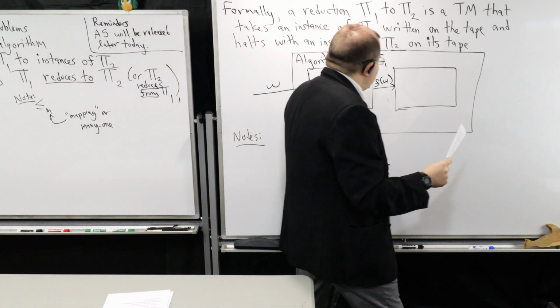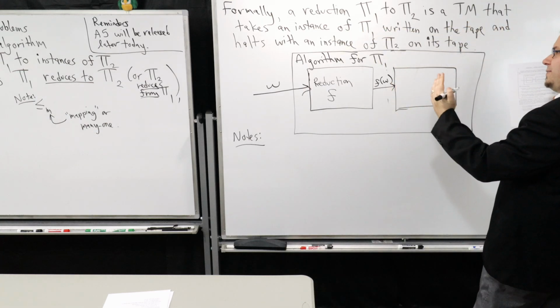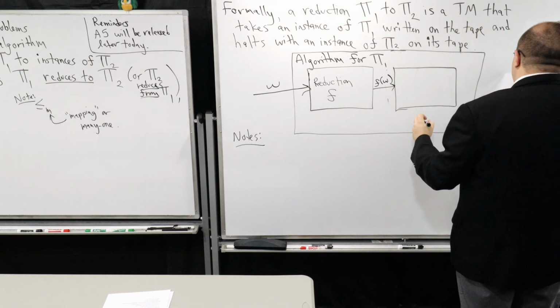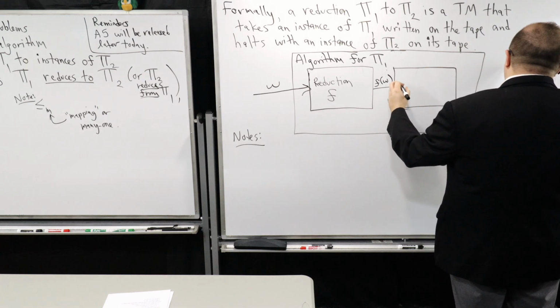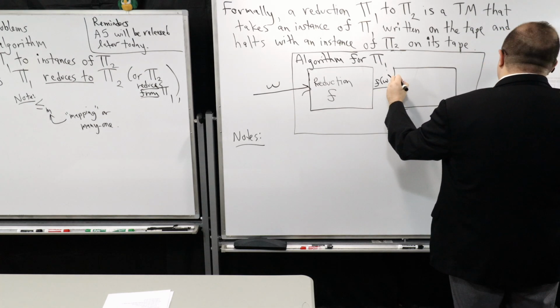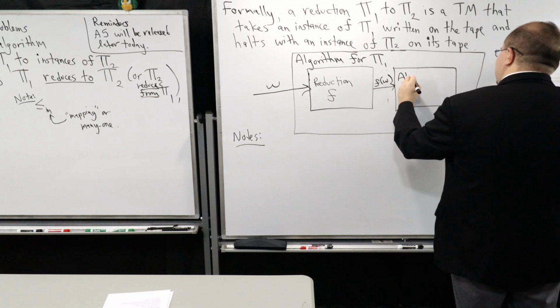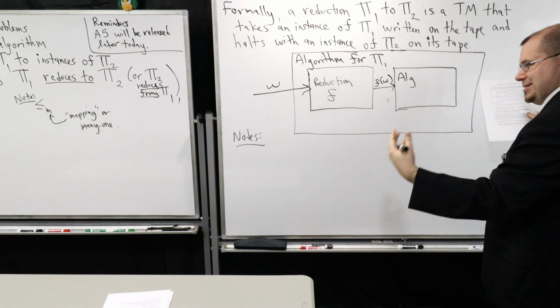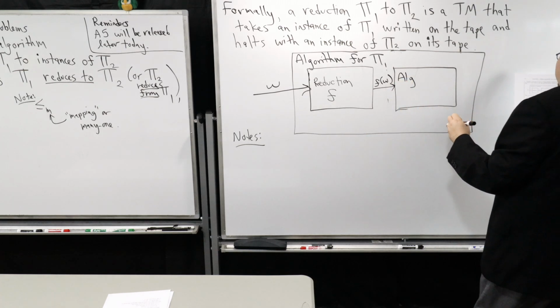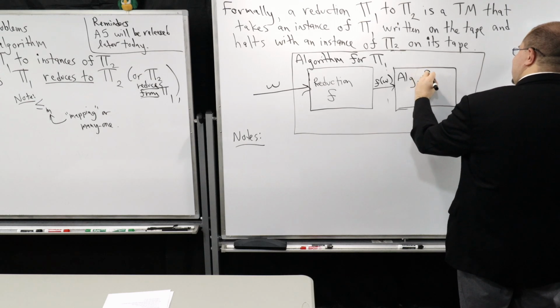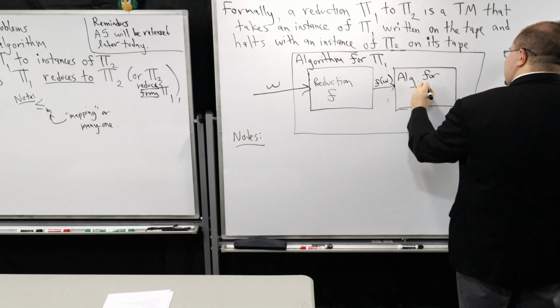And then if I have an algorithm or Turing machine, or in our case, a decider, that's really what we're going to be interested in. Whenever I say algorithm, I'm usually referring to a decider, as we've established earlier. So here's an algorithm for pi 2.